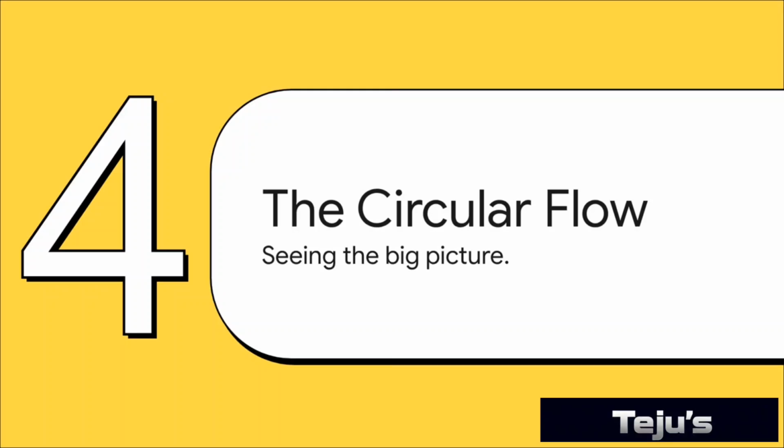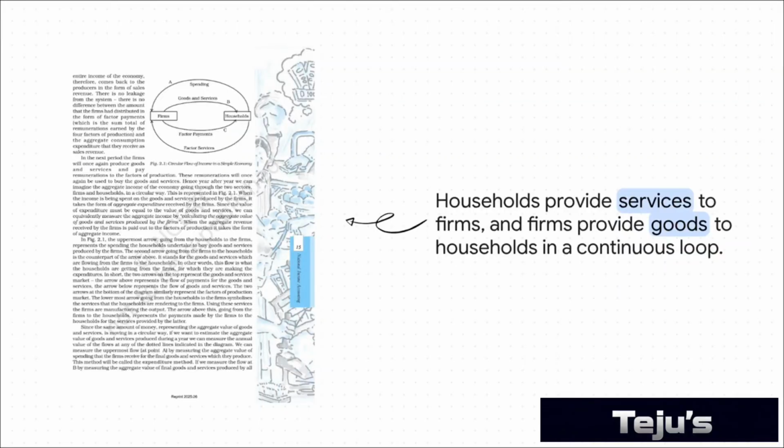Okay, so this value-added idea works great for a couple of businesses, but how do we scale this up to an entire nation? Well, that's where we need to look at the big picture, the economy's circular flow. Now this chart looks a bit busy, but the core idea is incredibly simple. The economy is basically one big loop.